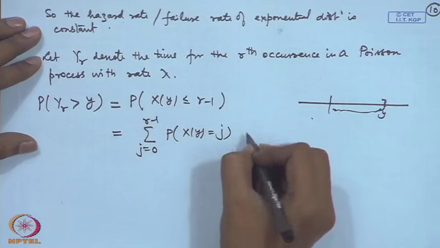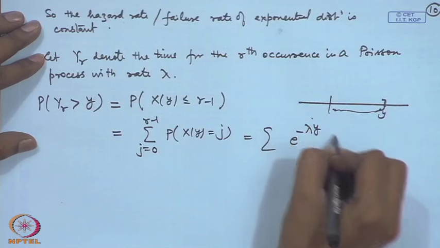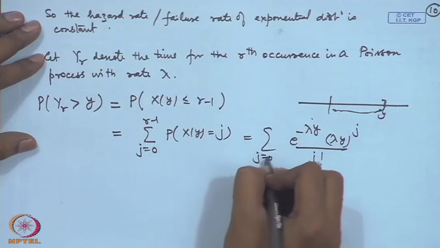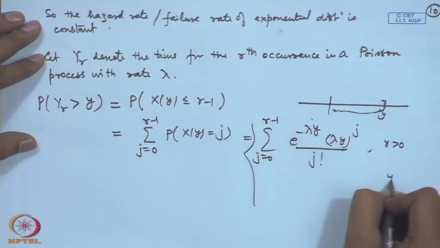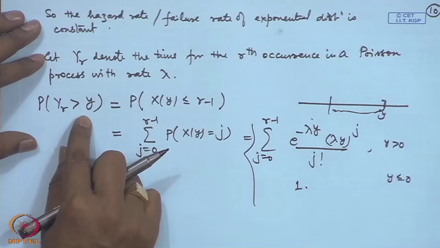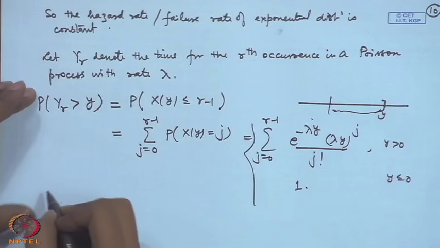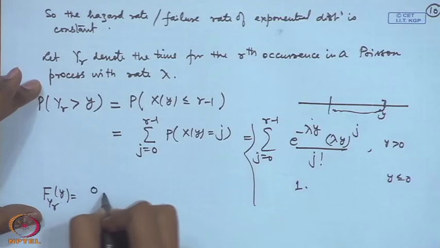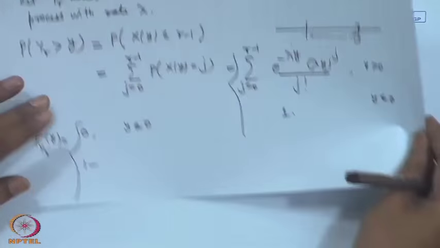summed over j from 0 to r minus 1, and this is equal to simply e to the power minus lambda y, lambda y to the power j divided by j factorial. Of course, this is true for y greater than 0. If you are taking y to be less than or equal to 0, this is equal to 1. So, once again we have the expression for the probability, or you can say the reliability function. So, the CDF can be obtained, that is 1 minus this. It is 0 for y less than or equal to 0, and it is equal to 1 minus this term here.